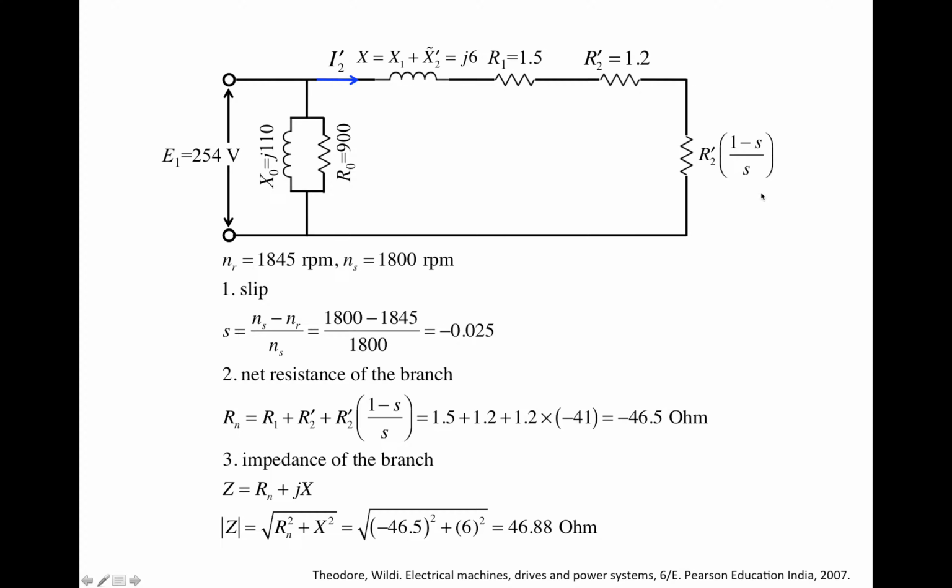In reality, you cannot manufacture a resistor with this kind of negative resistance, but in this particular circuit, this resistor is our portal to the mechanical world. So a negative resistance means that it's going to receive power from the mechanical domain. Right? So if we add them up, we obtain minus 46.5 ohm. Right? That's the net resistance.